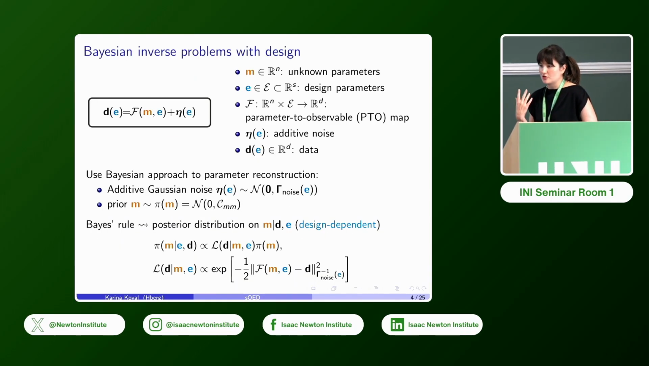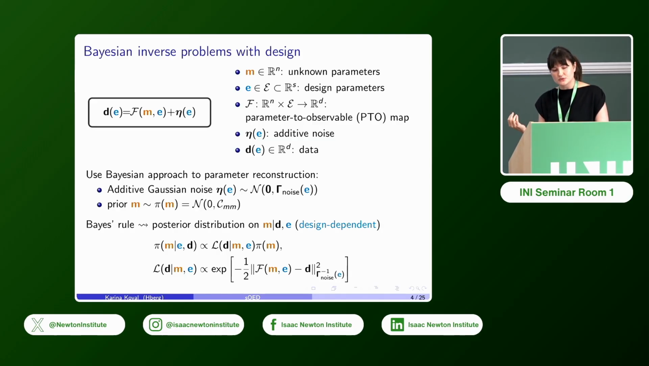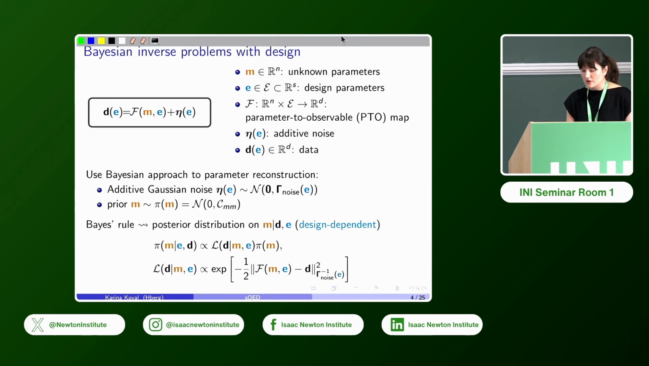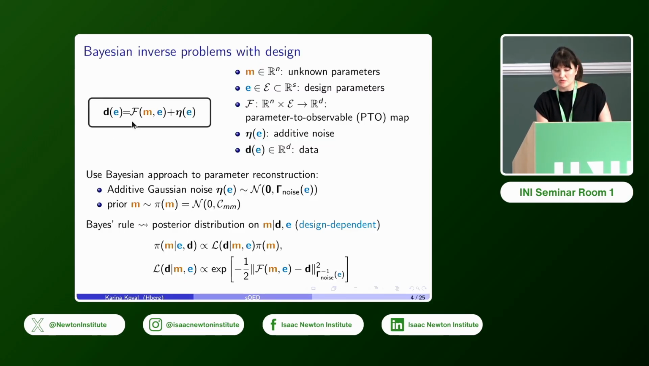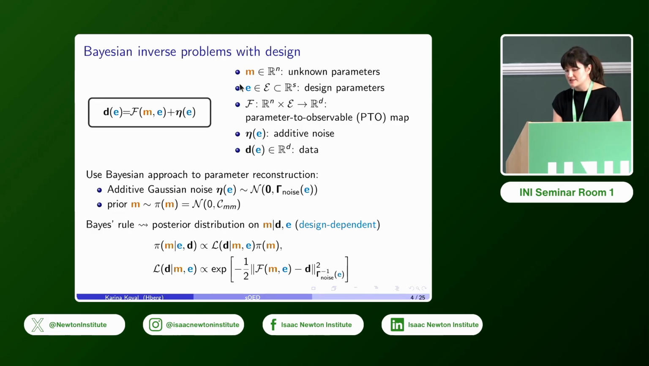So before I get into our approach for this, I first need to introduce some notation and some mathematical tools. And we first need to solve the inverse problem. And of course, here we're going to take a Bayesian approach to doing this. So here, this little orange m is going to be our vector of unknown parameters. And it's related to our data d via this parameter to observable map F. So F is where your PDE solves come in. And this parameter to observable map can also depend on the design. So here, this little blue e vector is going to be our vector of design parameters.